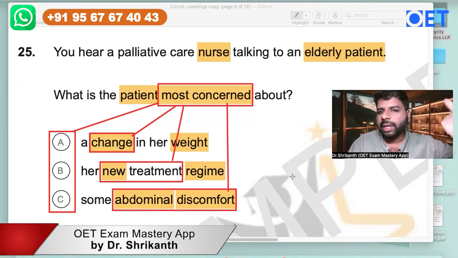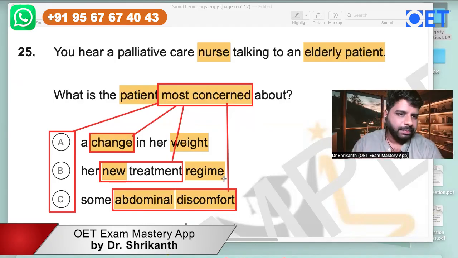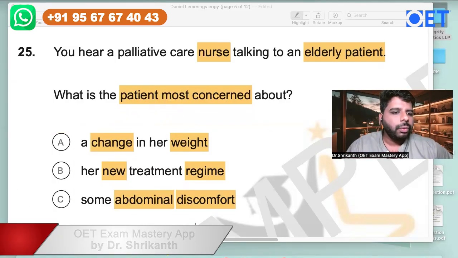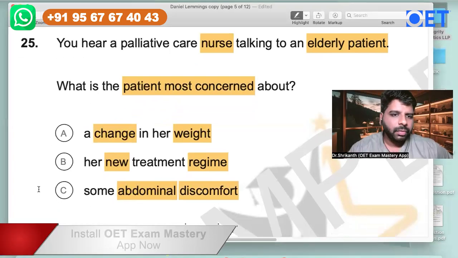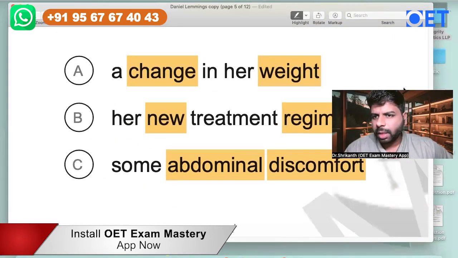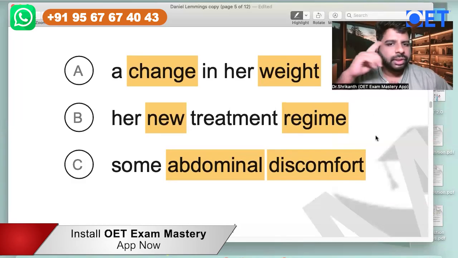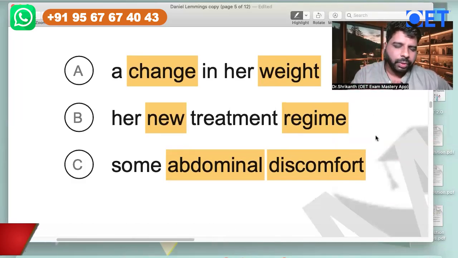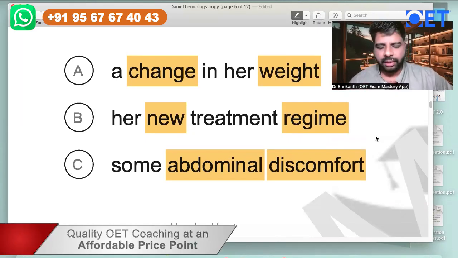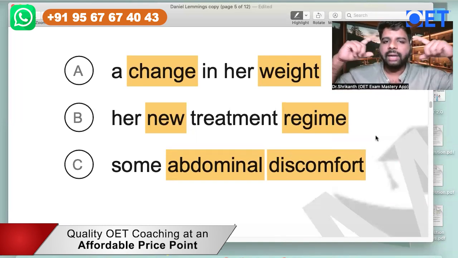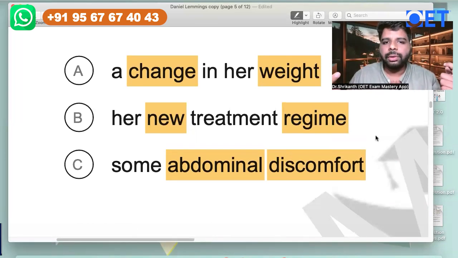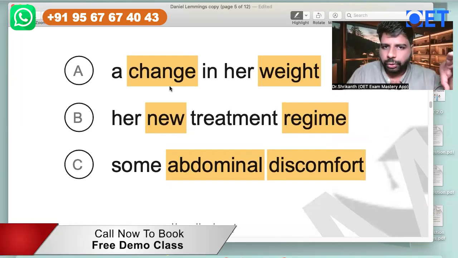So now you have comprehended the question and done the keyword analysis. Now it is time for retention. When you are listening to the audio, your eyesight should only be on the answer options. You should not read the question now. The question's memory should be thorough in your mind. You're hearing a palliative care nurse speaking to an elderly patient. Your duty is to find the main concern of the patient, nothing else. So that memory should be solid.